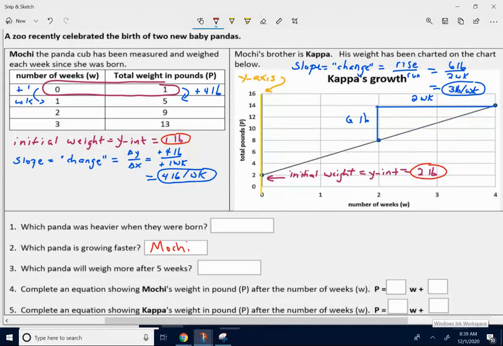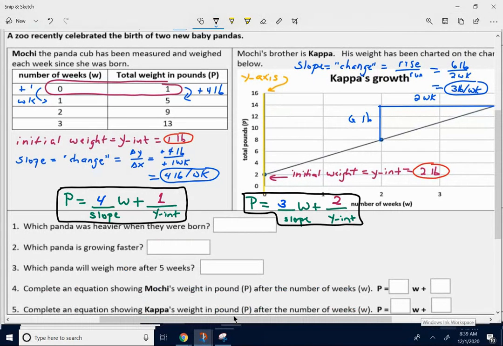How much will each panda weigh after 5 weeks? Before we do that, let's look at the equations. I want to show you a different way to find the answer to question 3. Instead of using your data, let's use the equations for questions 4 and 5 first, and I'll show you.